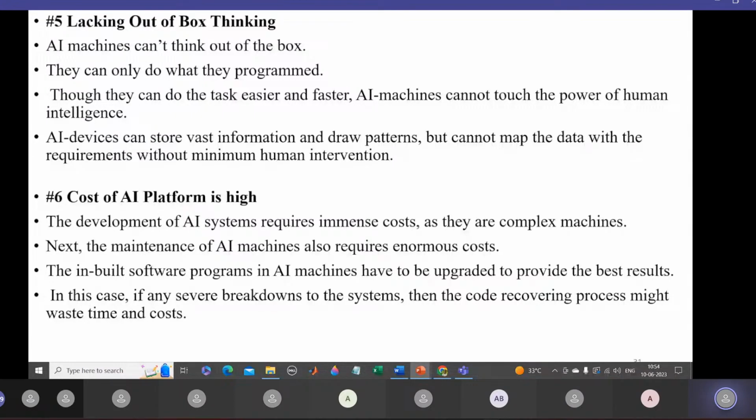The cost of an AI platform is very high. If you want to develop an AI system, you need immense cost, because they are complex machines, and maintaining them also requires enormous cost. The software programs in AI machines have to be upgraded to provide the best results. Even for Windows, Microsoft packages get updates very often, and upgrading needs cost. And if any server breaks down, you have a recurring process, which is a waste of time and cost.